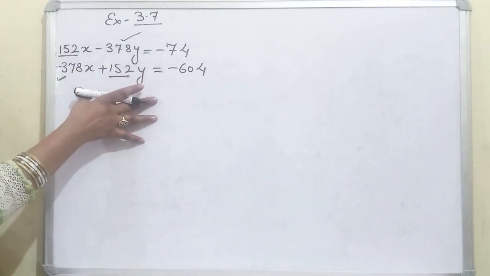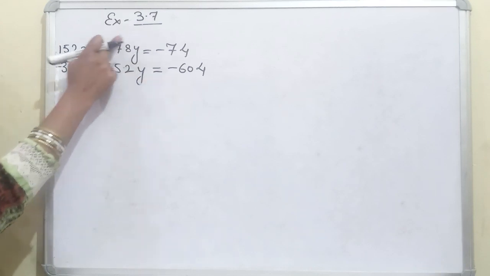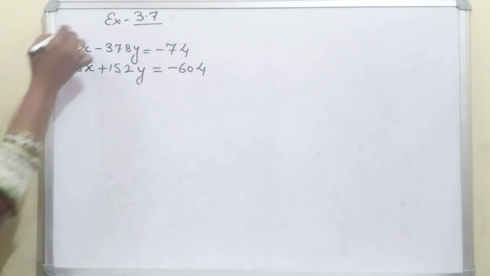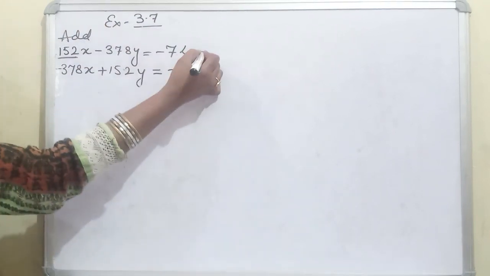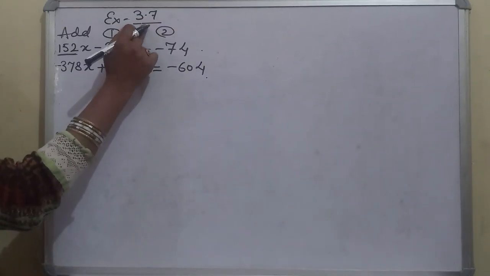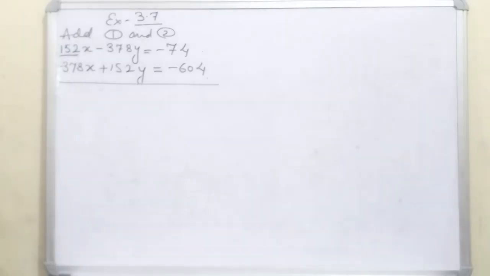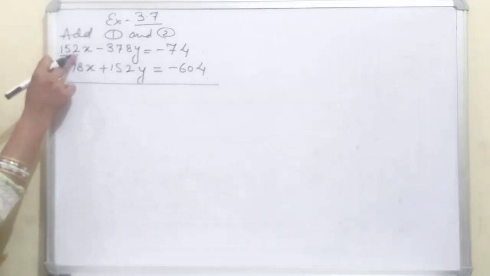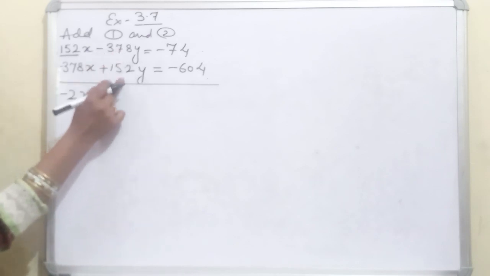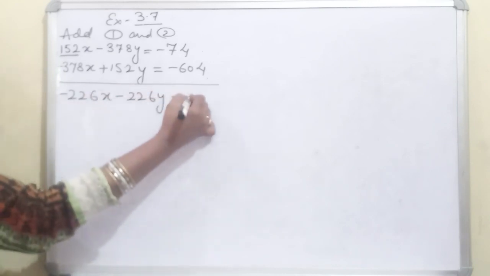and the values are of course very large, then you have to add the equations once and subtract the equations once. So I'm adding these two equations: this is the first one, this is the second one. Add equations 1 and 2. Now tell me what I get if I add these two equations. Minus 226x, minus 226y, equal to minus 670.